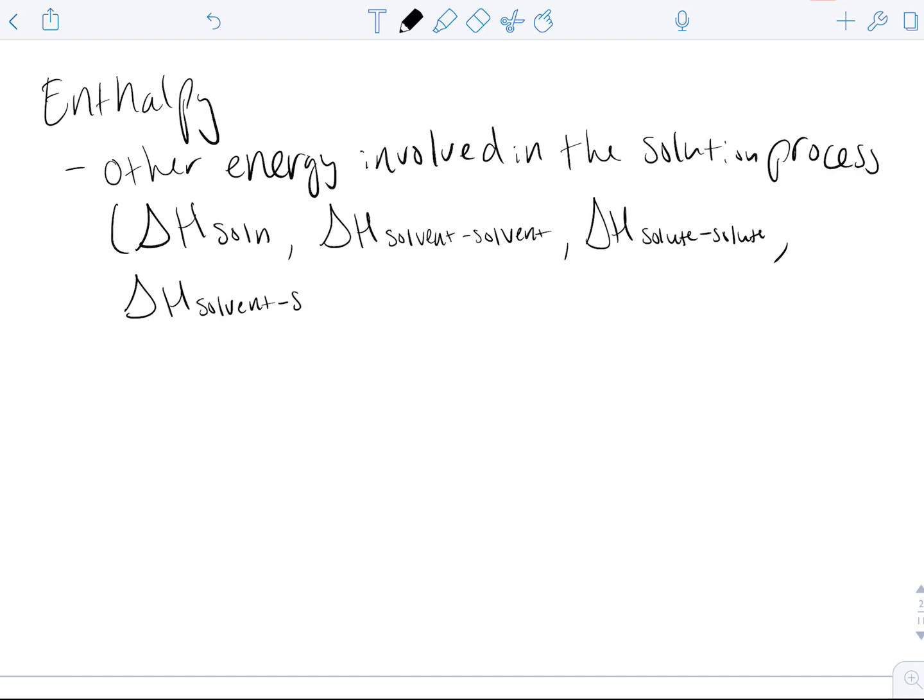But we're also going to look at a delta H solvent, delta H solute, and delta H solvent-solute. So we're looking at lots of delta H's, lots of enthalpy changes within our solution process.